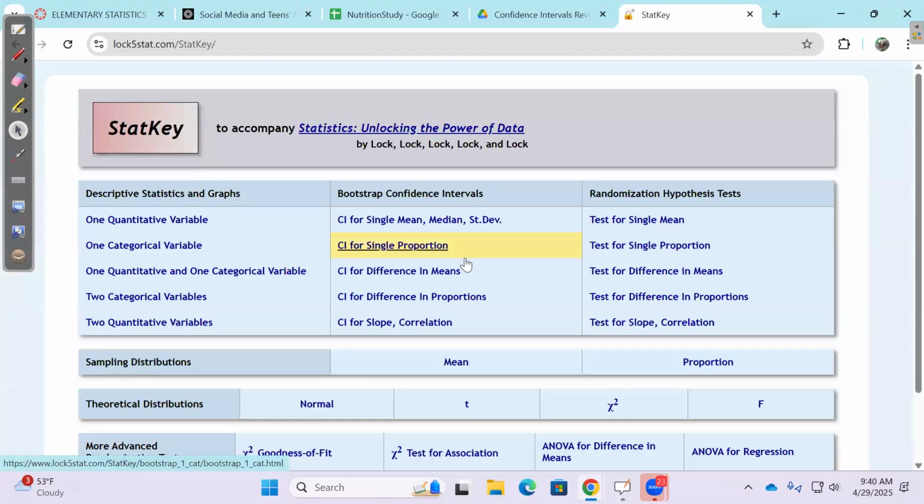STAT243 from our textbook. And we are in the confidence interval section. So last few weeks, we were playing in the descriptive statistics and graphs section. This week, we're going to play with the bootstrap confidence intervals, and then soon we'll be in the randomization hypothesis tests. And I am doing a CI, confidence interval, for a single proportion. So I got to pick the right one here. And mostly we're just going to either do a proportion or a mean. We will look a little bit at the end of the course at a difference in means, but not yet.